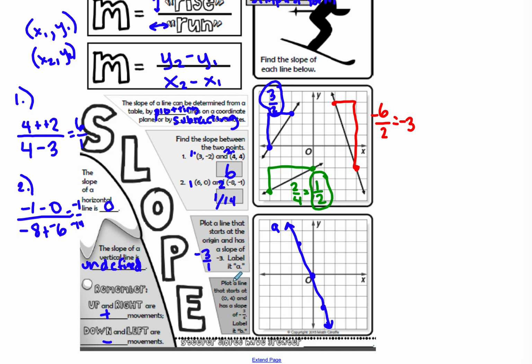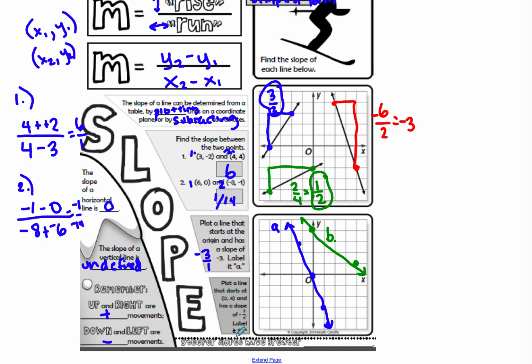All right. Now it says plot a line that starts at 0, 4. So 0, 4 is 0 over, 0 up 4. 1, 2, 3, 4. Here's 0, 4. Okay, and then it says has a slope of negative 3/4. So that means it's going down 3 and to the right 4. So 1, 2, 3. 1, 2, 3, 4. Again, connecting those points with a nice straight line, as straight as I can do it. B.